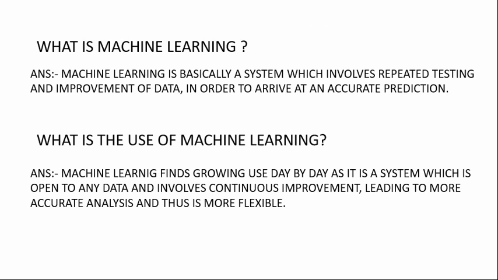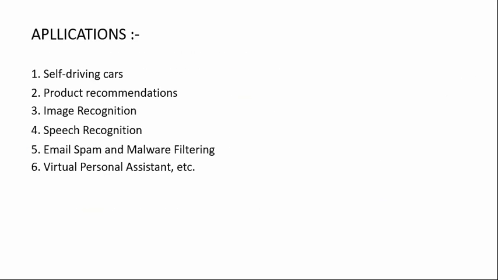So what is the use of machine learning, if you ask? Machine learning finds growing use day by day, as it is a system which is open to any data, as I told you, and it involves continuous improvement, which means it's continuously improving the accuracy of its predictions, leading to more accurate data analysis, and thus it is more flexible. So let's look at some of the applications.